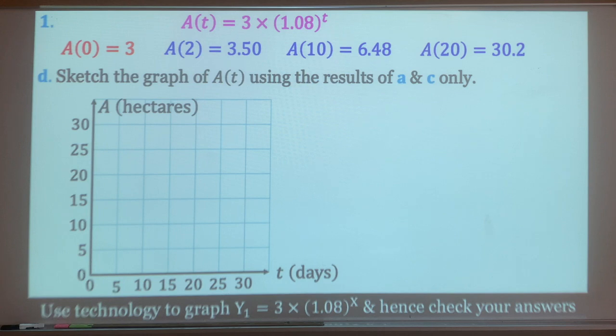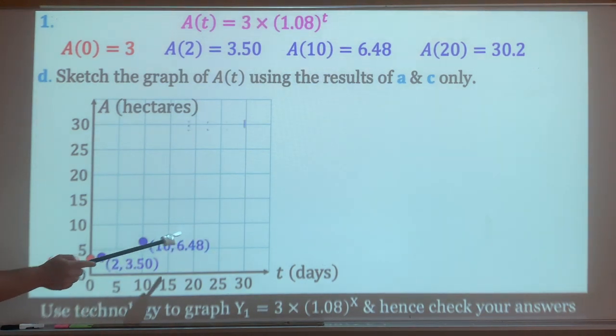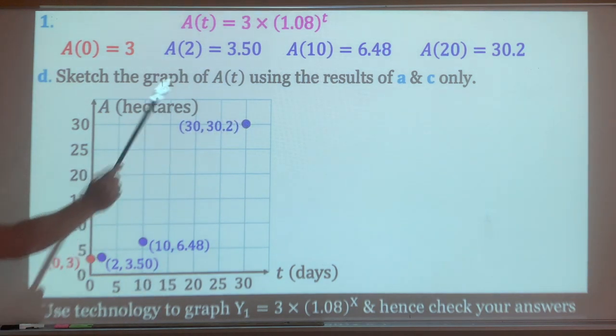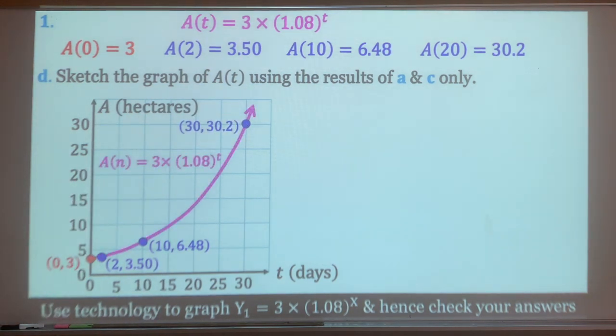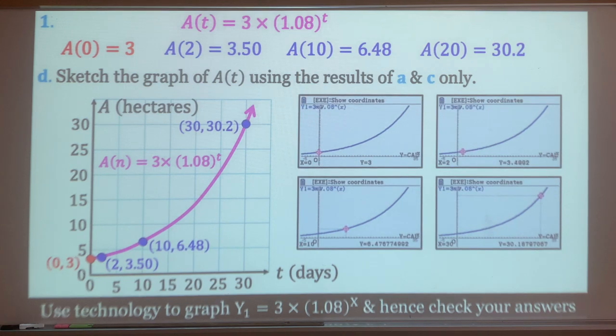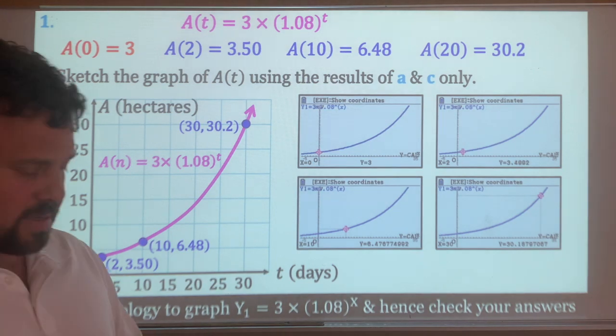Let's go check out the points that you plotted. All right, 0, 3; 2, 3.5; 10, 6.48; and 30, 30 and 2 tenths. The graph should look something like that. Use technology to do this graph and check your answers. So here's how you can check your answers. I just put this right here to make it easier.